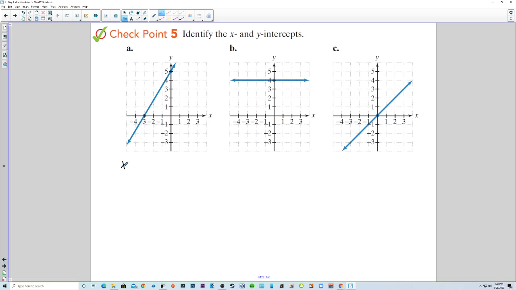So the x-intercept, here's our x-intercept right here. That's going to be -3, 0. The y-intercept is 0, 5. On this one, the x-intercept is none. And the y-intercept is 0, 4. That's up here. So 0, 4, y-intercept, where the graph crosses the y-axis. And then here, the x and y-intercept is 0, 0.